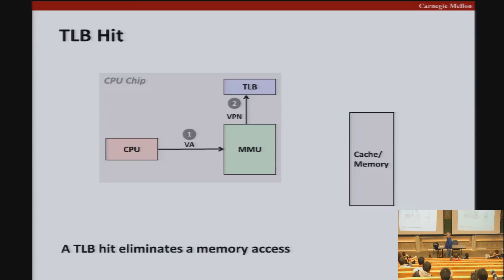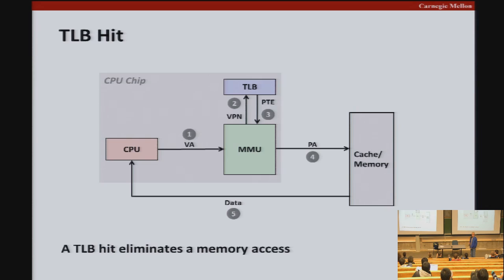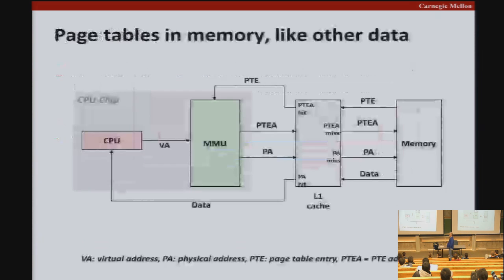So the way an actual translation looks is the virtual address is presented from the CPU to the memory management unit, and then the memory management unit uses the virtual page number part of that address and looks in the TLB, which is generally a highly associative cache, to see whether or not the page table entry for that virtual page number is in the TLB. If we get a TLB hit, then the page table entry is returned to the memory management unit, and we can directly construct the physical address. We don't have to go to main memory for the page table entry because it's cached in the special location. And then we get the data back.